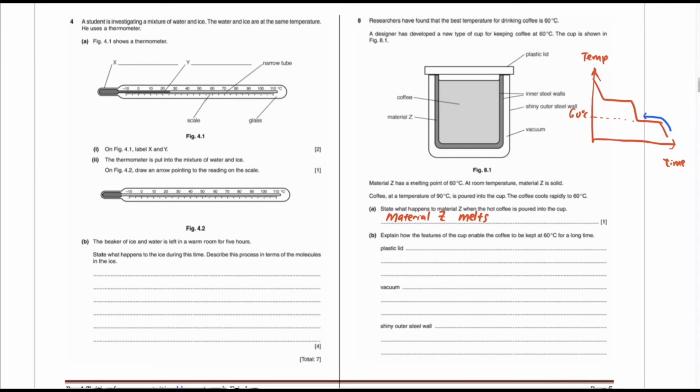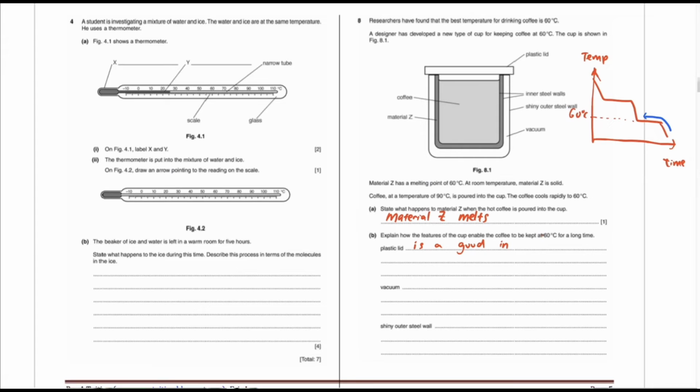Okay, now let's see B. Explain how the features of the cup enable the coffee to be kept at 60 degrees Celsius for a long time. Plastic lid. Plastic insulator. So this is a good heat reflector. Oh, reflector depends on the color.